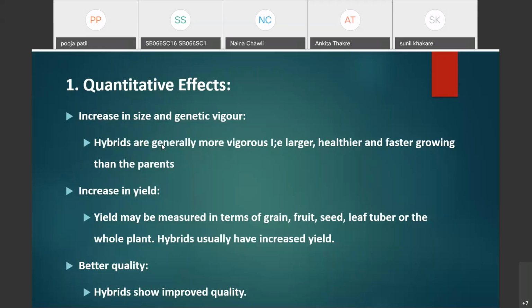The second is increase in yield. Yield may be measured in terms of grain, fruit, seed, leaf, tuber, or the whole plant. Hybrids usually have increased yield. The third is better quality. Hybrids produced by crossing inbreds show improved quality. These are the different quantitative effects.